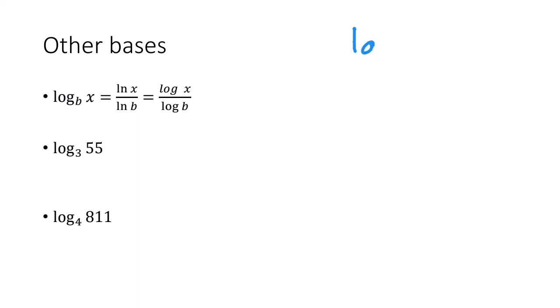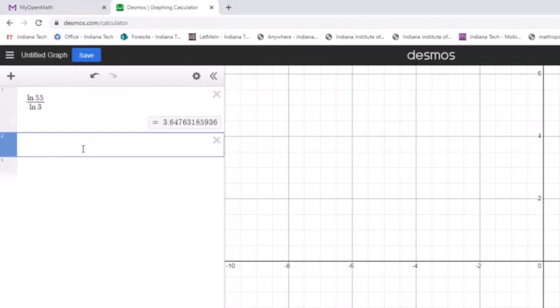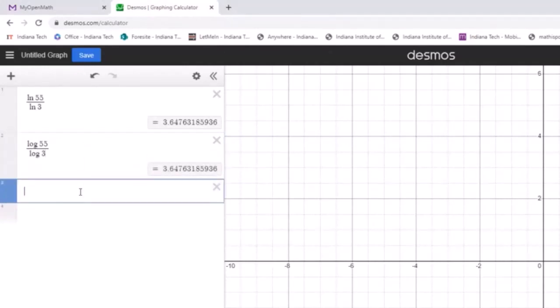If you don't, then we do change of base, which says you could either use natural log or you could use log. You'll get the same thing, and I'll show you when we go over to Desmos, so let's go ahead and do that. I'm going to start with the natural log of 55, and then I'm going to hit divide by, and then the natural log of 3. So here's the number. I can also do the common log of 55 and then divide by the common log of 3, and you see we get the same number.